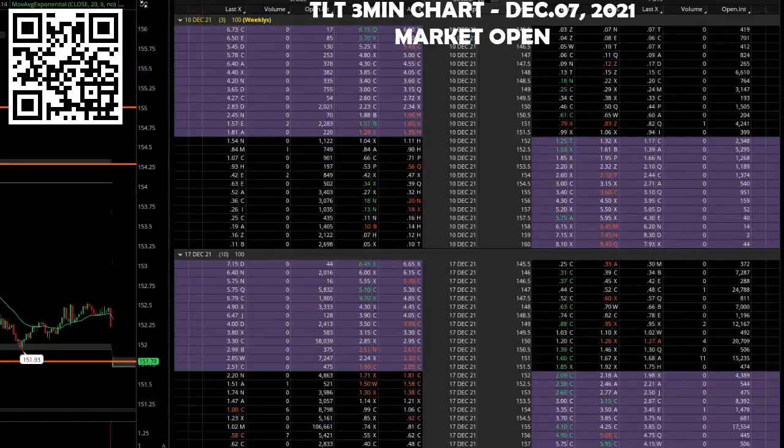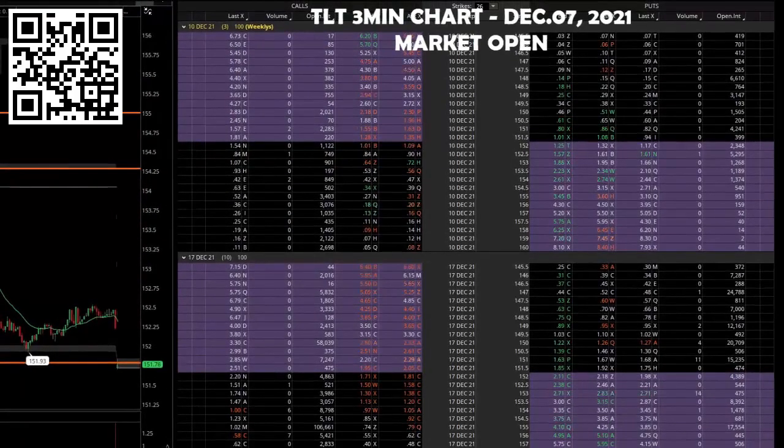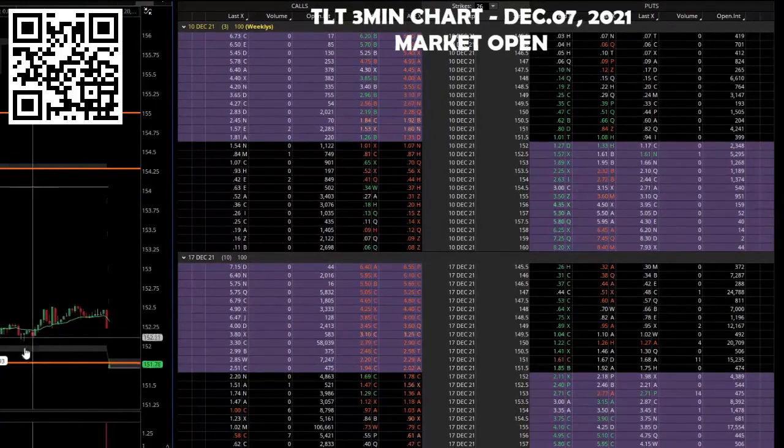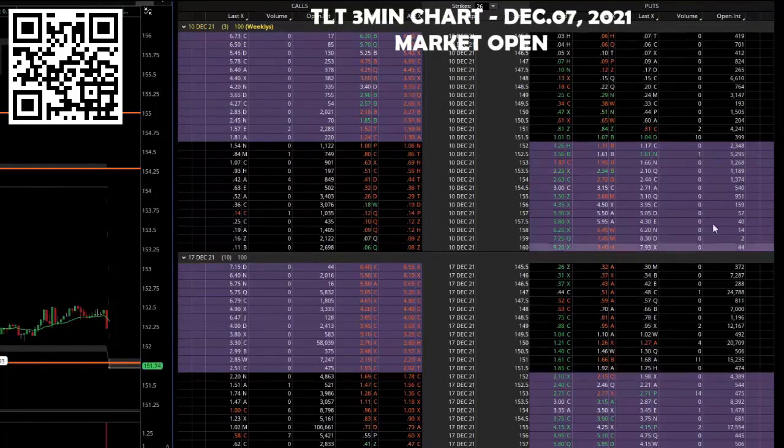So the market opens and right now TLT is below yesterday's lows of the day, below our support line, okay? And it's still early, 9:31 a.m. on Tuesday, December 7th. We still don't have much volume here on options, so right now it's a waiting game to see if you held the swing long.